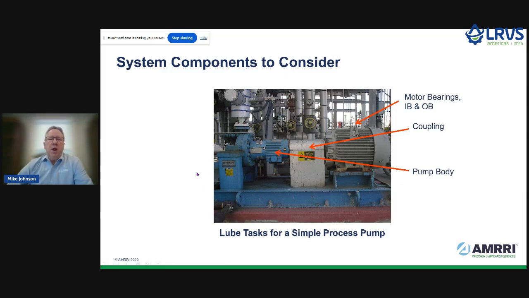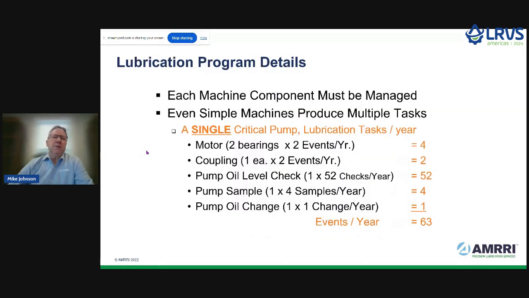You consider a critical process pump. We've got to have a plan for the motor bearing lubrication, drive side, non-drive side, a separate plan for the coupling, if there is a lubricated coupling, a separate plan for the driven machine part. Each component requires a plan, and the plan must be organized such that the work can be executed efficiently. And we do have software tools, plenty of them, that will give us the means to do that.